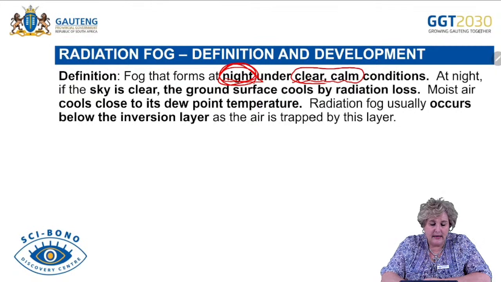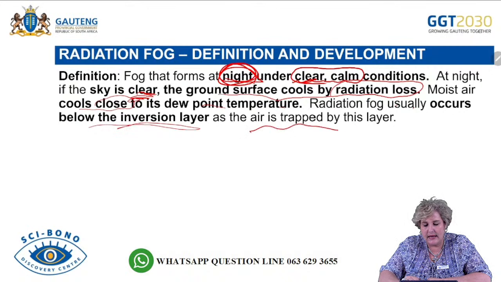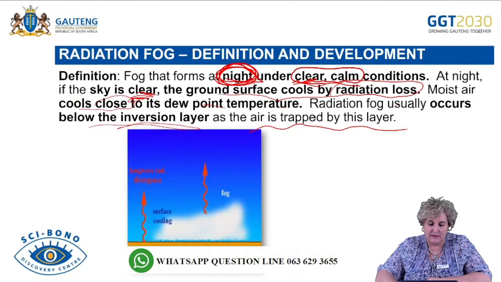At night, the sky is clear. Remember, we say clear. Clear means no clouds. The ground surface cools down by radiation loss. Most moisture air cools close to its dew point temperature, and radiation fog occurs below the inversion layer. Why? Because the air is trapped by this layer. So, radiation fog forms at night when there are no winds, no clouds. That is in that specific area.